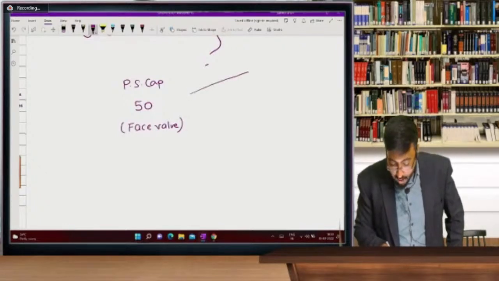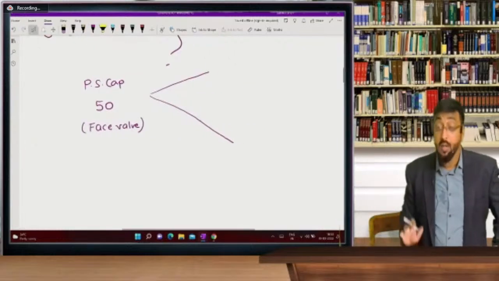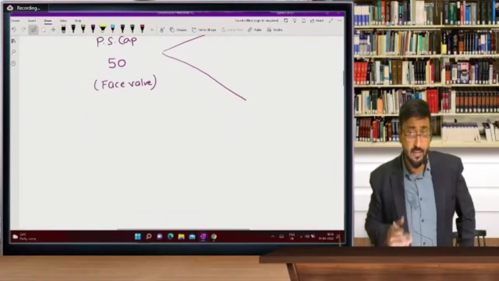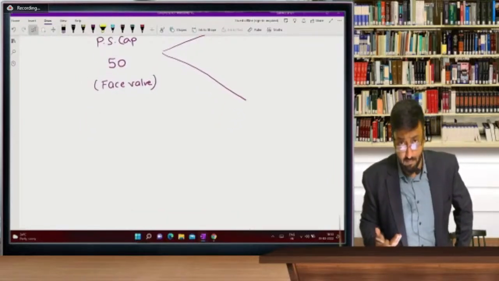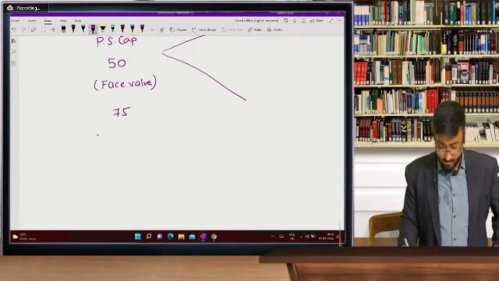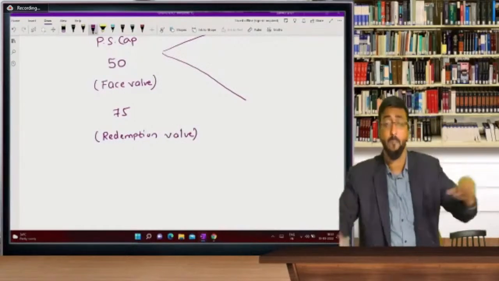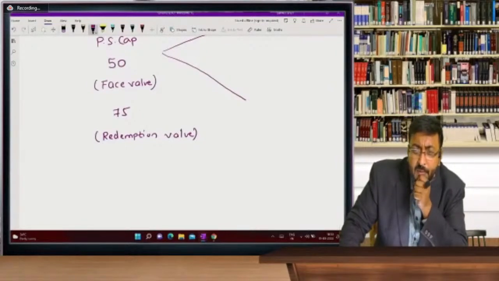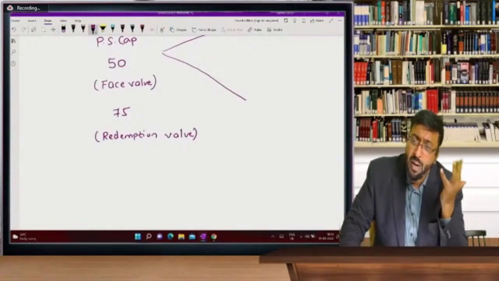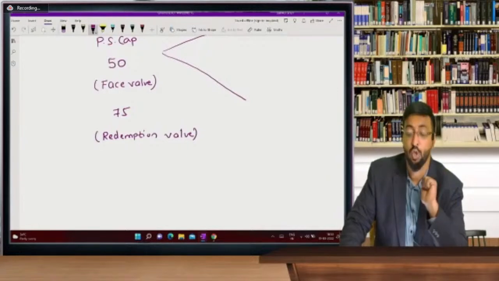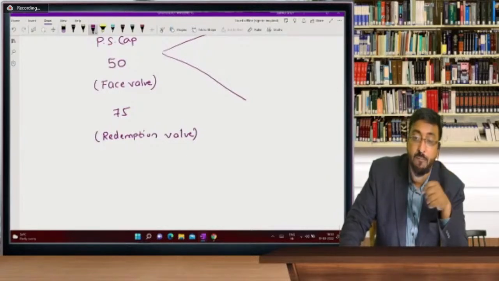Now preference share capital. You promise your preference shareholders, sir, I will redeem at 75 rupees. Redemption value is 75 rupees. Sir, you paid me 50, but you paid me in my need, and that's why I promised you I will pay back 75 rupees.